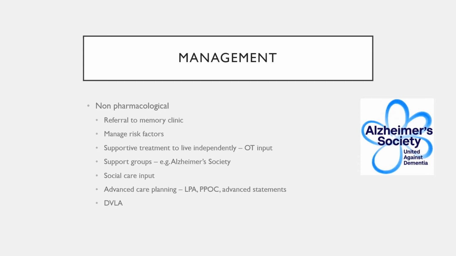It's important to think about advance care planning, so before they lose capacity to make these decisions for themselves, appointing a lasting power of attorney, having a think about preferred place of care if they become unable to live alone in their home, and having a think about advance statements, advance decisions to refuse treatment, and things like DNACPR.